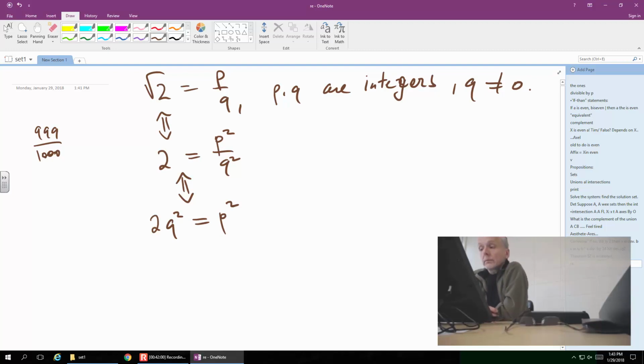Okay, so at this point, why was I justified in getting rid of the denominator? Because q is not equal to 0. So I simply multiply by q squared and have a new equation of integers. I have an integer on the left. I have an integer on the right. And okay, let's take a look at it. Any thoughts about it?